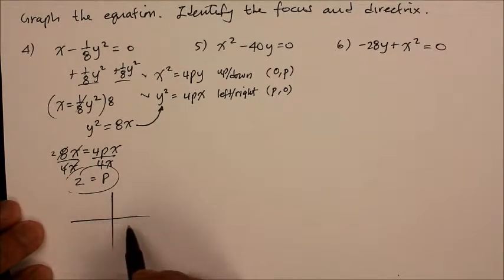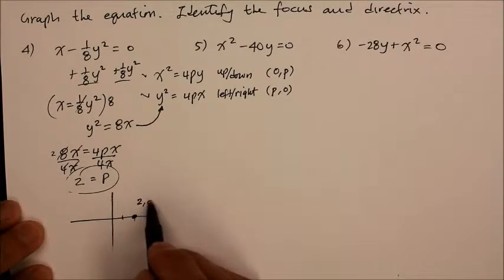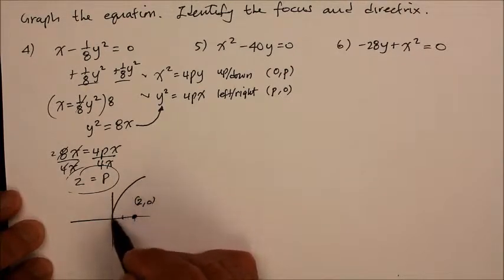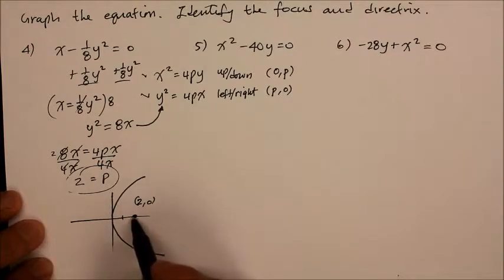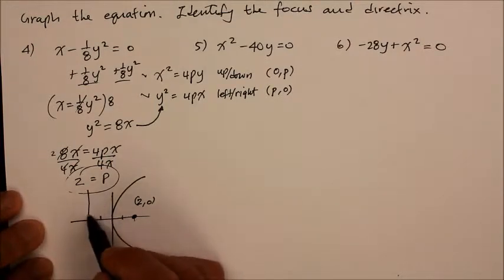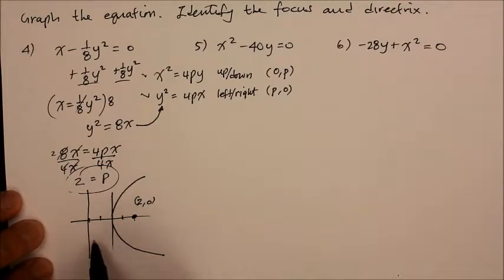This is going to open right. 1, 2. There's the focus at 2 and 0. So the parabola opens to the right. And the directrix will be exactly on the opposite side of that, and the function will be given as x is equal to negative 2.